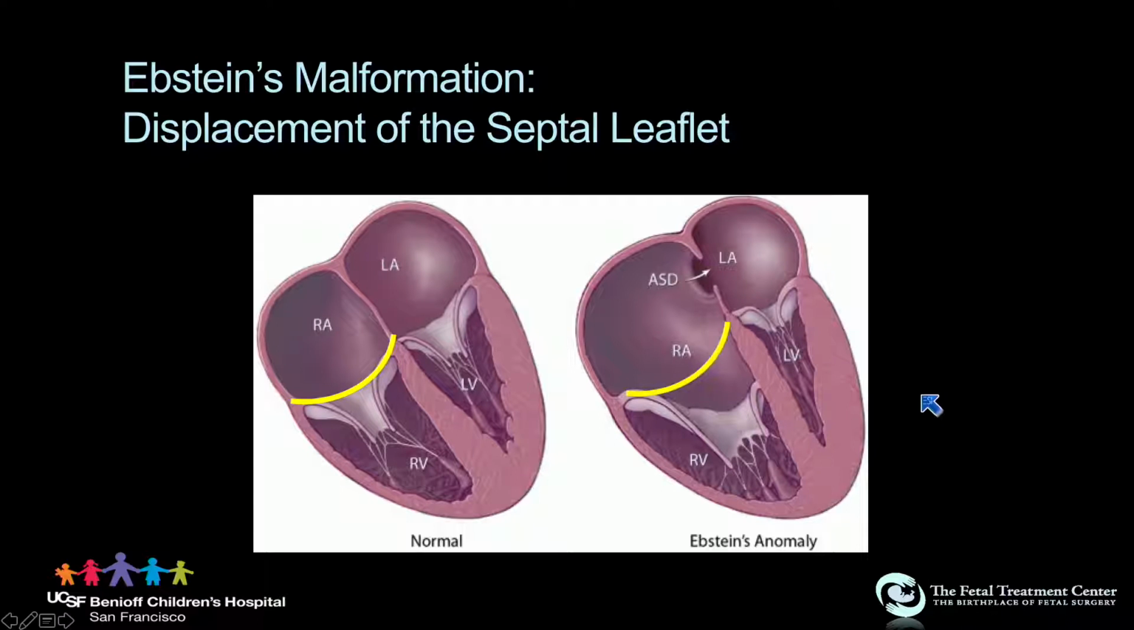Rather, it may become sail-like and redundant, but it's not generally displaced. So a displacement of the septal leaflet is required for Ebstein's, and then variable amounts of displacement of the posterior leaflet with the so-called atrialized right ventricle.